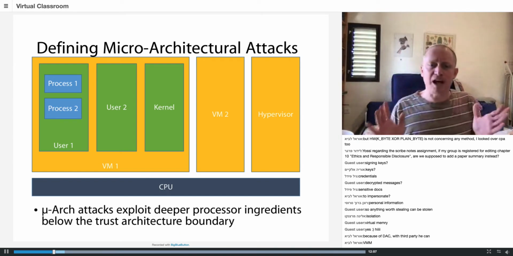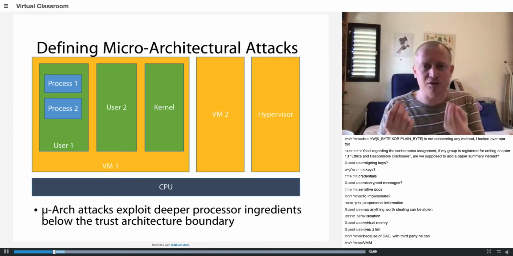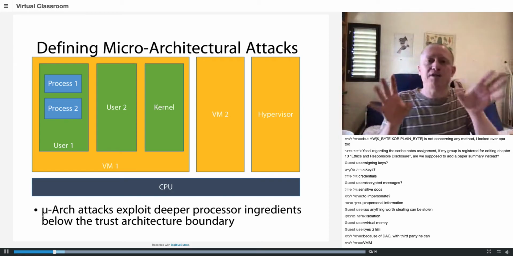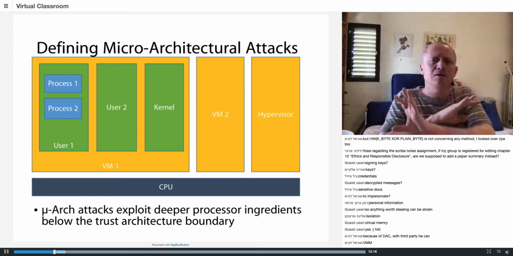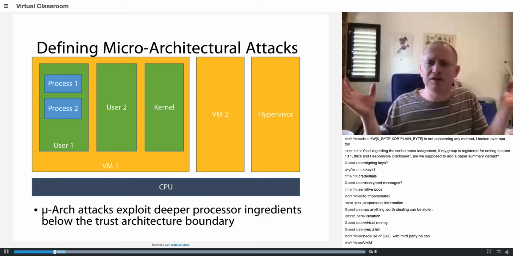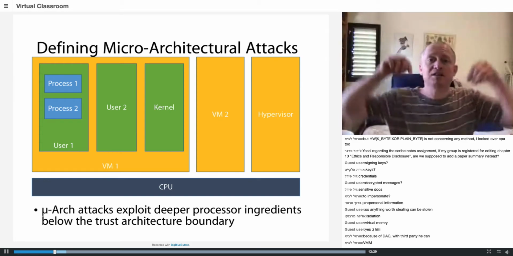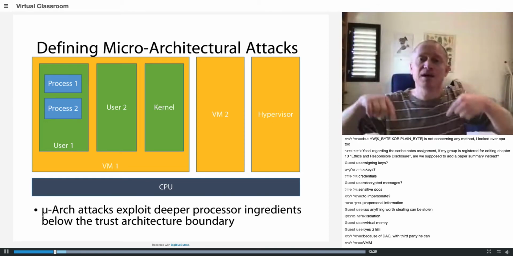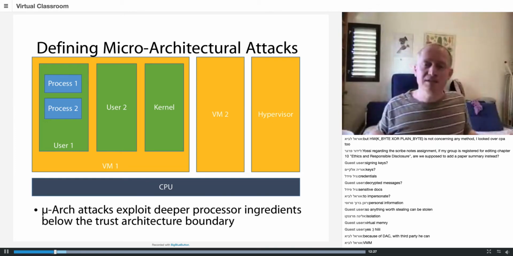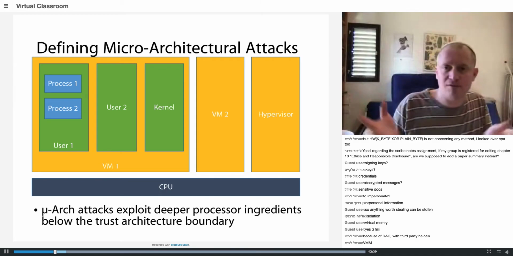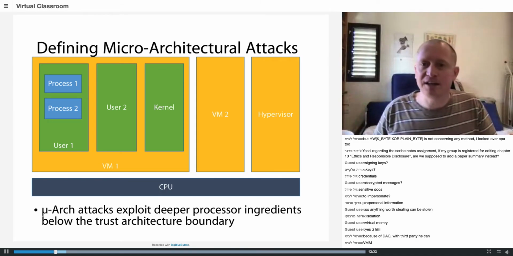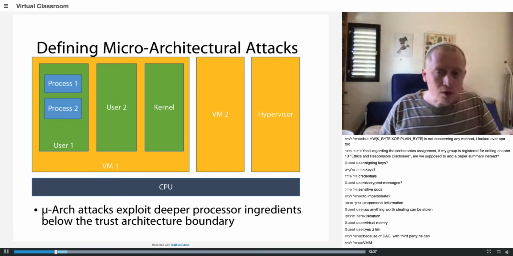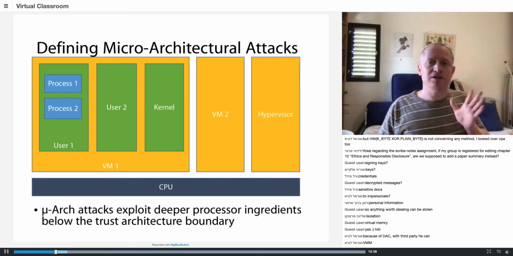So microarchitectural attacks exploit deeper processor ingredients below the trust architecture boundary. So what is the idea? Two processes are perfectly isolated. There is no bug in the operating system, there is no bug in the CPU. But because they are using something deeper at the same time, there is some kind of leakage of data. And if I'm very creative and very clever and read a lot of papers, I can get secrets even though these processes are isolated. So this is a big model of microarchitectural attacks.